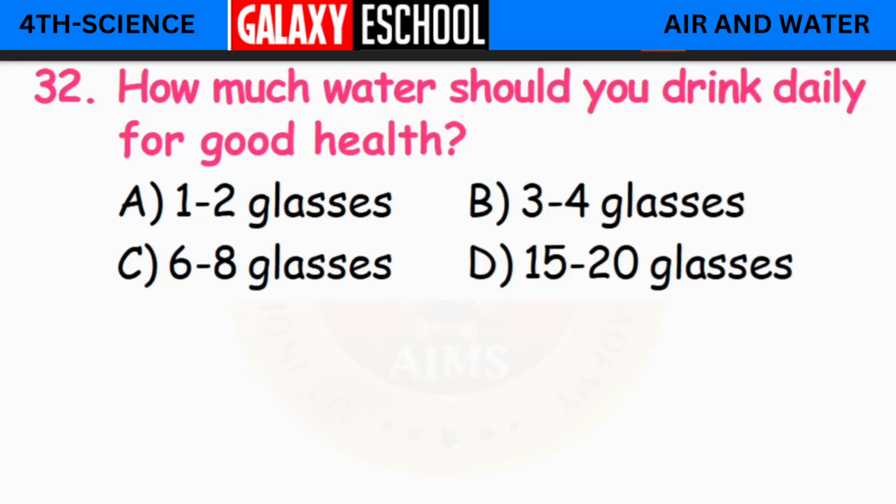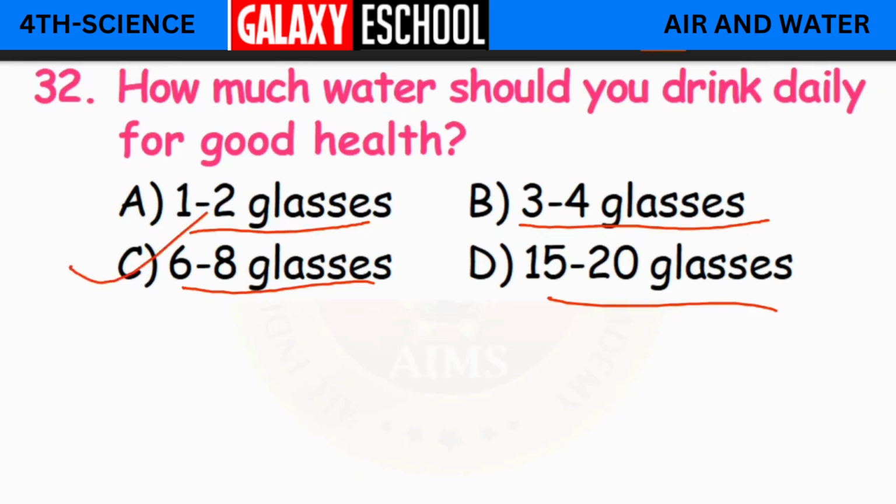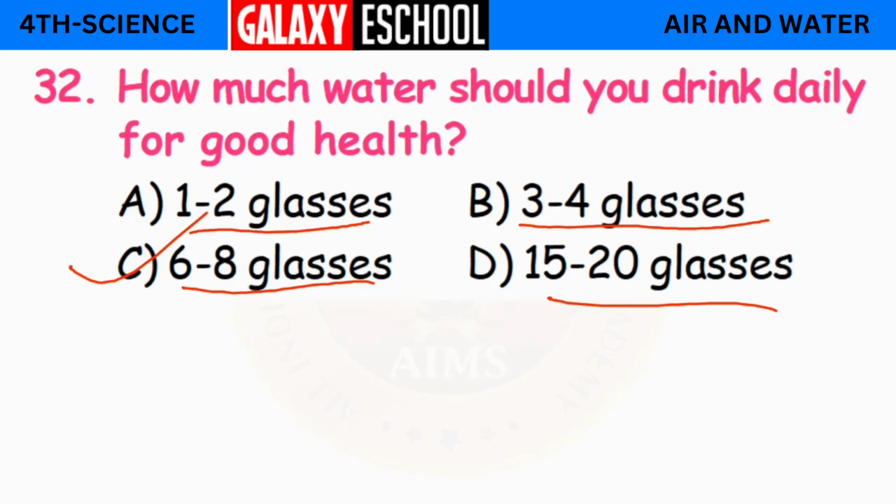Then, how much water should you drink daily for good health? How much must you drink, children, daily to have good health? Either 1 to 2 glasses, 3 to 4 glasses, 6 to 8 glasses, or 15 to 18 glasses. And the answer is 6 to 8 glasses. You should not drink less, like 1 to 2 glasses, or more, like 15 to 20 glasses. You have to keep the balance of water quantity in your body. Clear, children? So practice taking a minimum of 6 glasses to a maximum of 8 glasses every day.